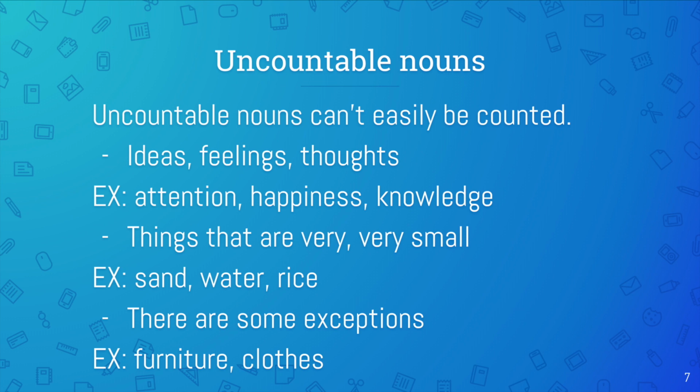Now let's talk about uncountable nouns. Uncountable nouns are nouns that can't easily be counted. A lot of the time, it's because they are not physical things. They can be ideas, feelings, or thoughts. For example, attention, happiness, and knowledge. You can't really count happiness. You can't say, today I felt 6 happiness. So these are all uncountable.